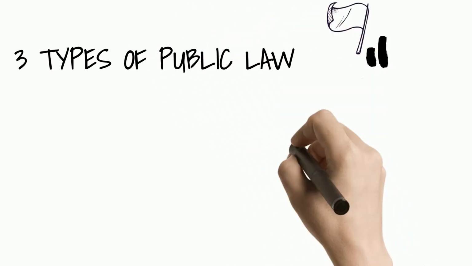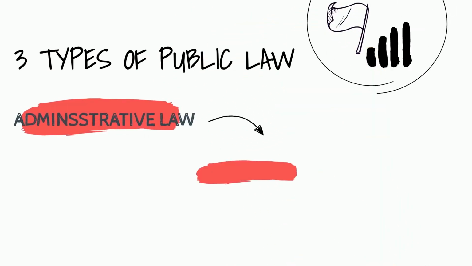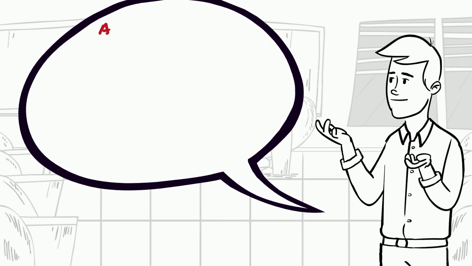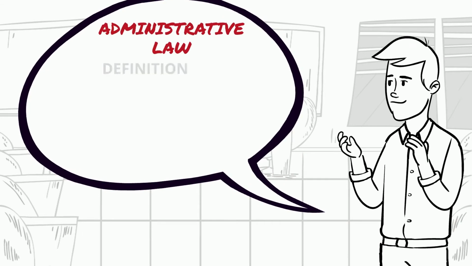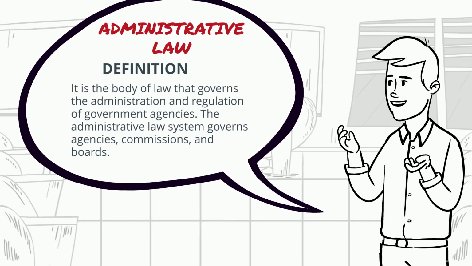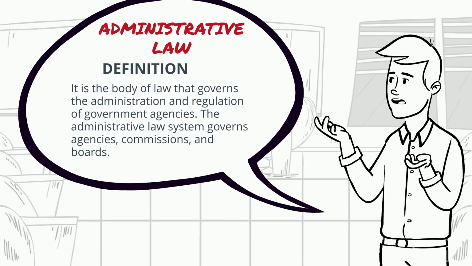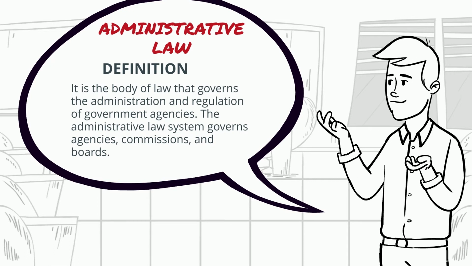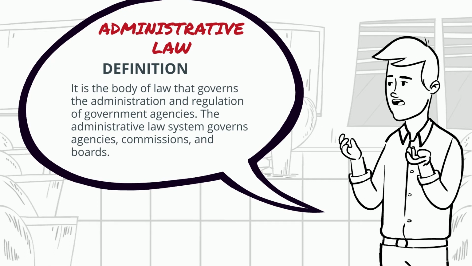Three types of public law. The first one is administrative law, the second one is institutional law, and the third one is criminal law. Administrative law definition: it is the body of law that governs the administration and regulation of government agencies. The administrative law system governs agencies, commissions, and boards.